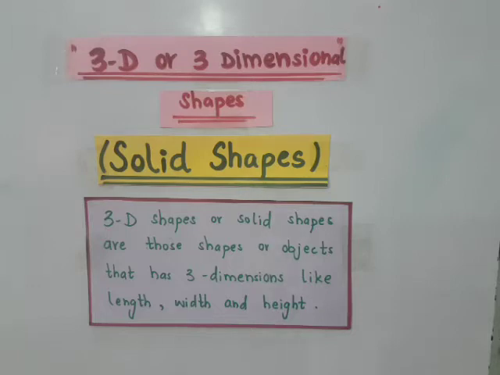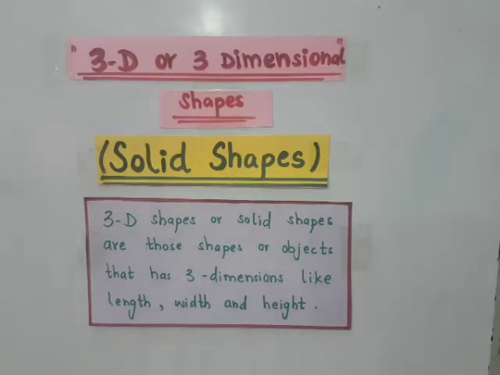In our previous lecture, we learned about the shapes. We learned about 2D shapes, which are also called flat shapes. Flat shapes are those shapes which can be drawn on paper. They have two dimensions, length and width.